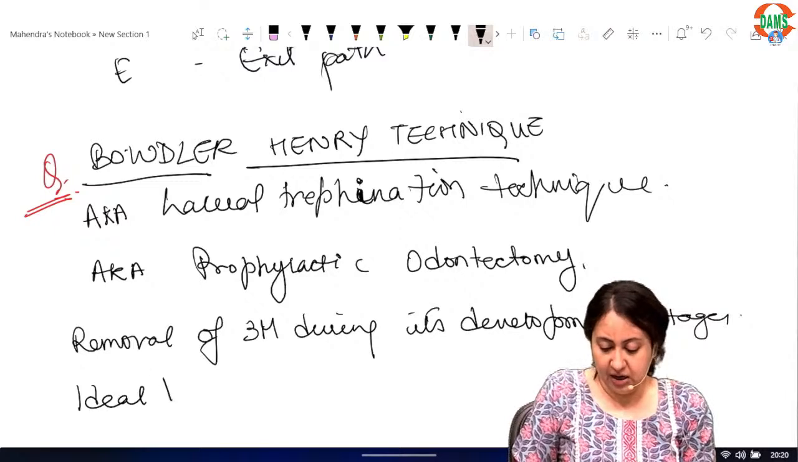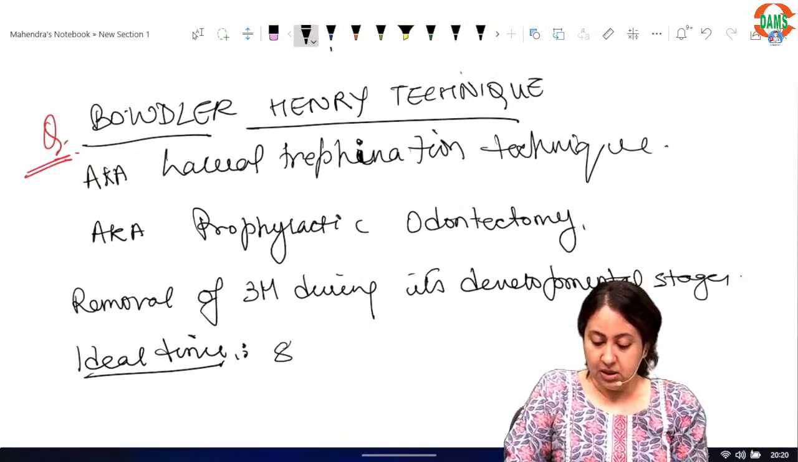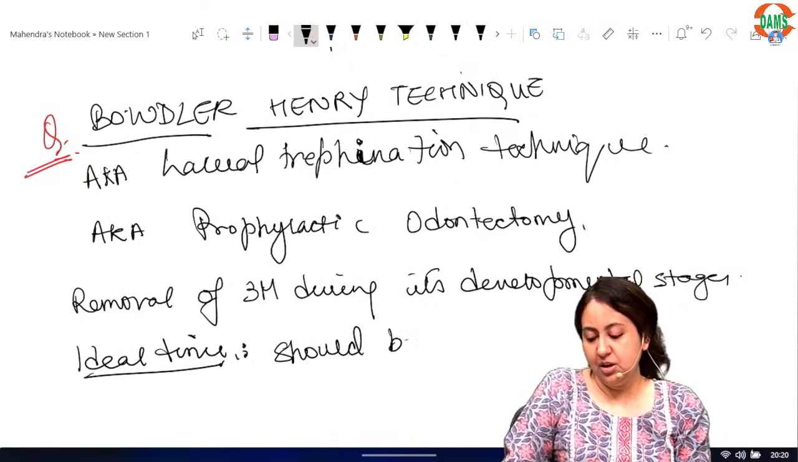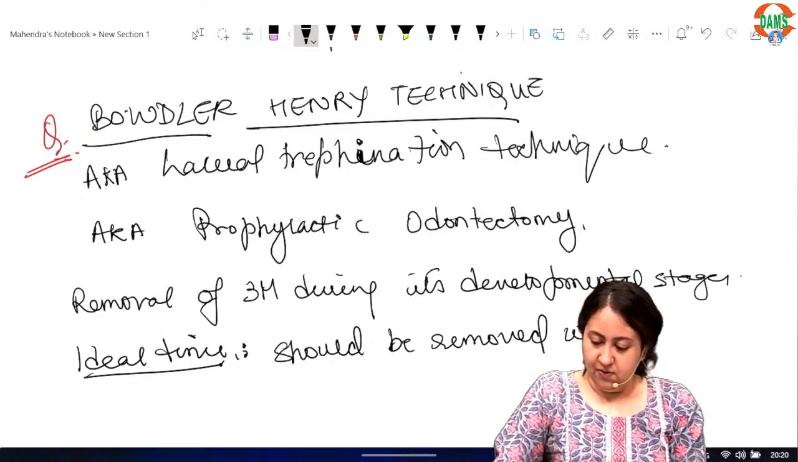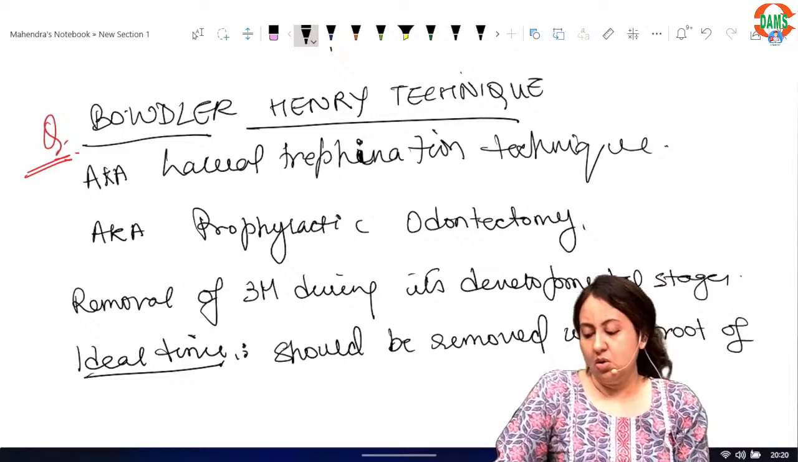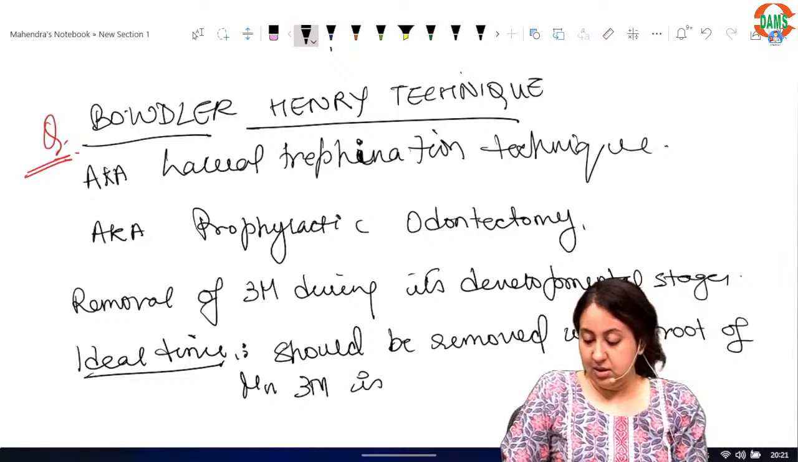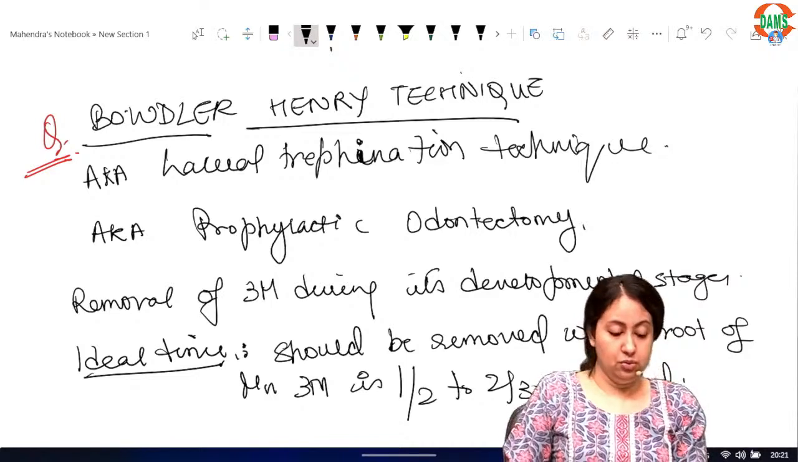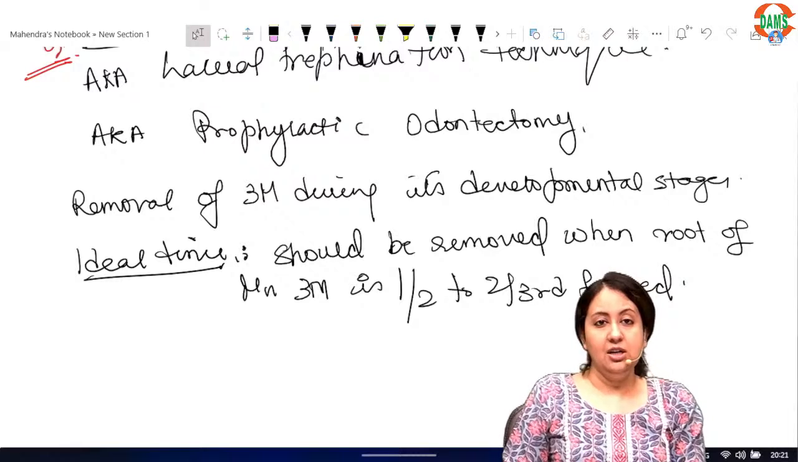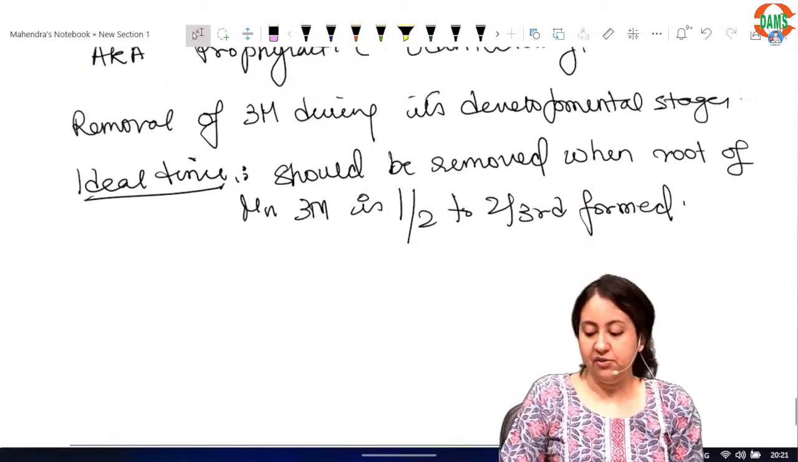Now, ideal time. When should they be removed? They should be removed when root of mandibular third molar is half to 2/3 formed. Half to 2/3 formed. Alright, this is according to Laskin. It should be removed when half to 2/3 formed.